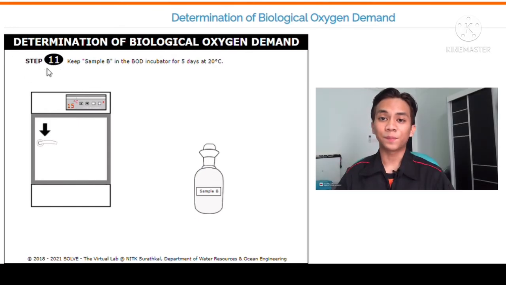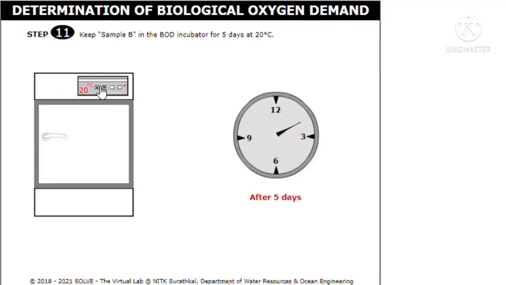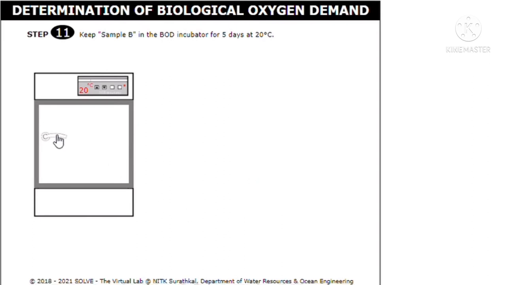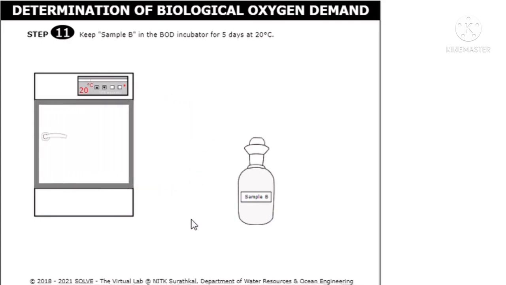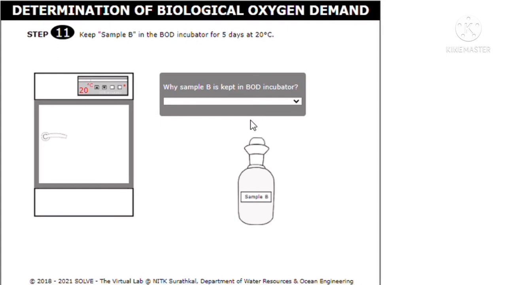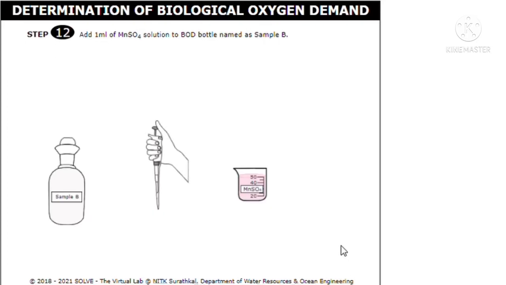Step 11. Keep sample B and put it into the BOD incubator for 5 days. Calibrate the temperature of the BOD incubator to approximately 20 degrees Celsius. Set the temperature of the incubator to 20 degrees Celsius and wait for 5 days. Repeat steps 5 to 16 for sample B.